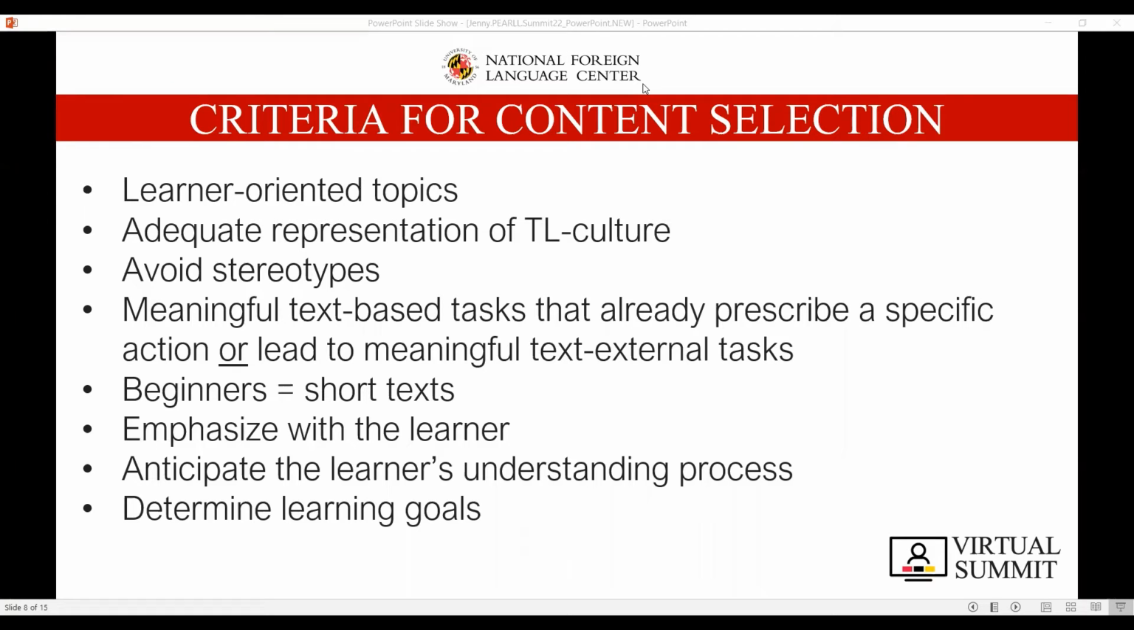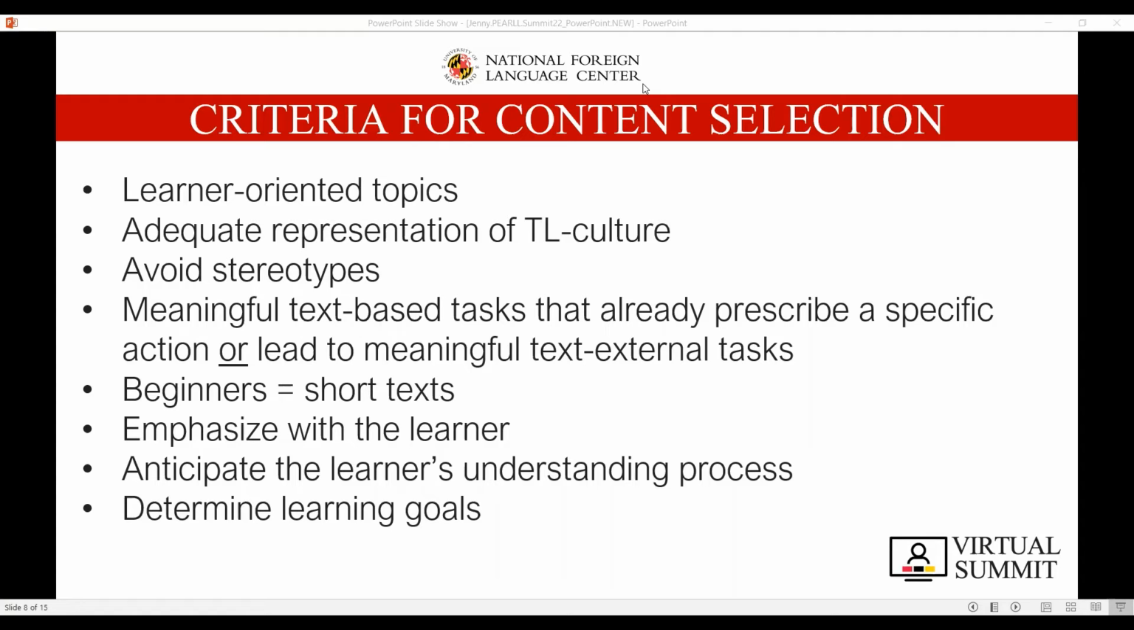Second, authentic content should be an adequate representation of the target language culture and not foster pre-existing stereotypes. However, it all depends on how you actually work with the text in the classroom. Stereotypical text can certainly stimulate exciting discussions, although this is more likely in advanced groups.